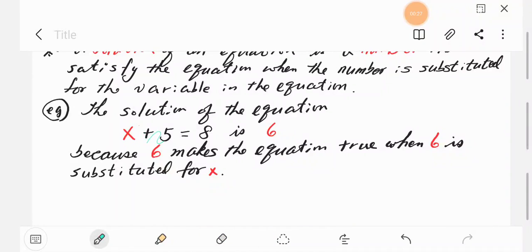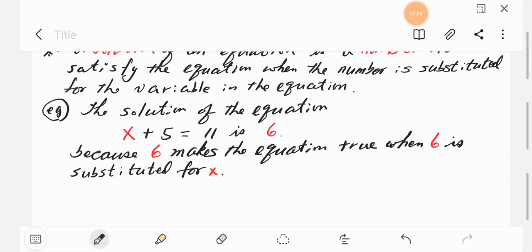Which means there is an equation like this: x plus 5 is equal to 8. Then the solution of the equation is 6. We will find out why x is 6 later on. Sorry, actually this 6 is not the right one. So let me change this so that it will be 5 and 11.